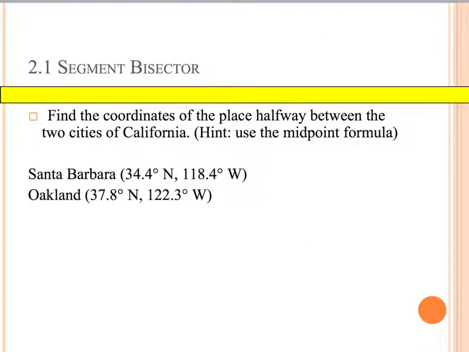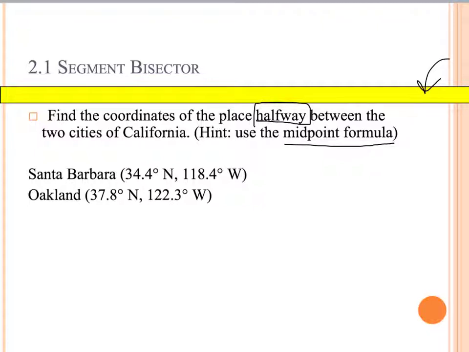Last one. It says, find the coordinates of the place halfway between the two cities of California. Use the midpoint formula. Now, you might be asking yourself, why am I using the midpoint formula? Look at this word. Halfway. Halfway, you're finding the midpoint. The midpoint between two cities of California. You're given Santa Barbara and you're given Oakland. You're given those longitude and latitude values. See if you can use the midpoint formula and the longitude and latitude values and solve. Find where that midpoint would be, where that halfway point would be.